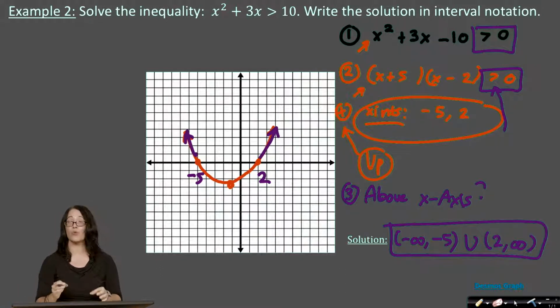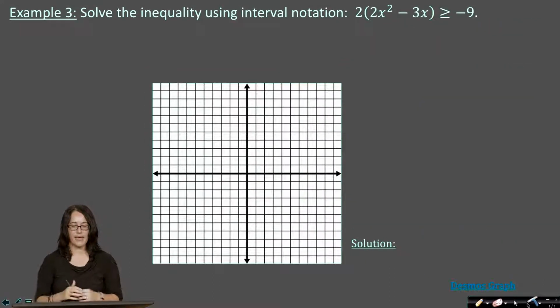All right, we have one more question, and it might be a little confusing, so take your time with it. Feel free to use the Desmos link provided, and then check yourself with my solution. Okay, so let's take a look at example 3. Example 3 says, solve the inequality using interval notation. This time it looks a little funky at first. 2 parentheses, 2x squared minus 3x is greater than or equal to negative 9.